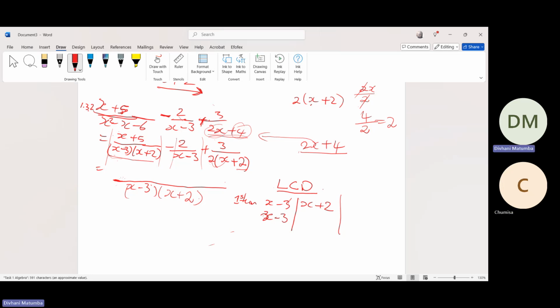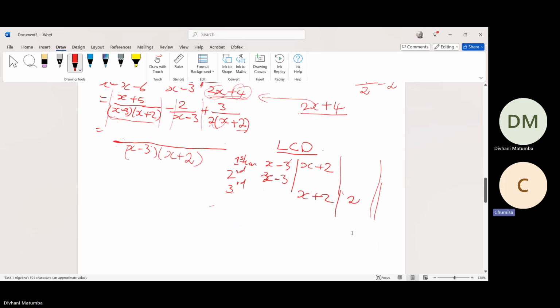Is 2 not a factor? Yes, sir. Oh, it has 2 factors: 2 times x plus 2. Those are the 2 factors. We're going to the third term. The third term has x plus 2 and also 2. These are the 3 separate factors that we have. You agree? Yes, sir. Okay.